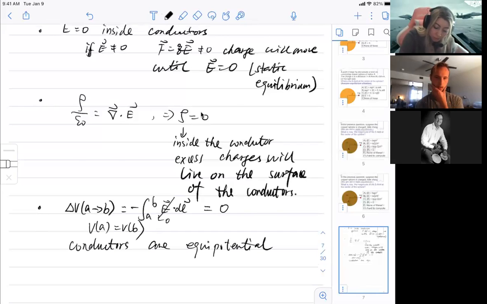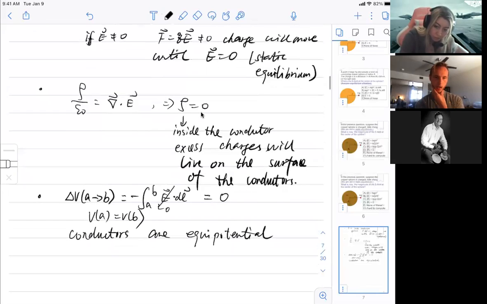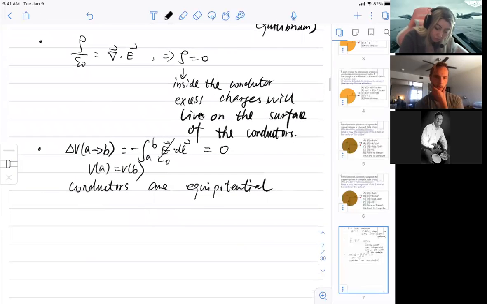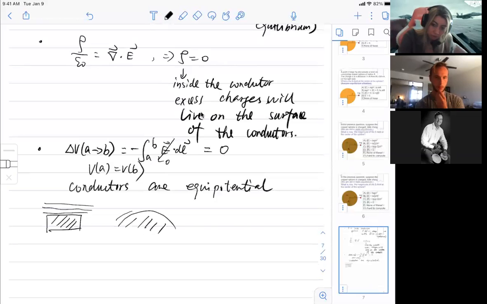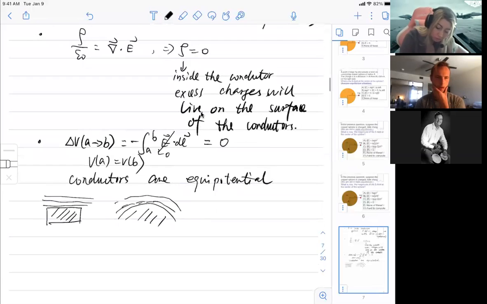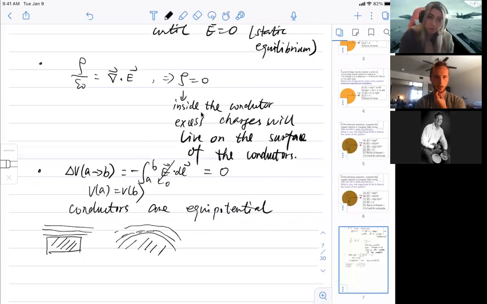So any point on the conductor has the same potential throughout. So if you have a conductor that's shaped like this, then the equipotential lines are parallel to the surface. If your conductor is sort of this round shape, then the equipotential lines are also the round shape around the surface. Okay. The conductor surface is an equipotential surface throughout. This is all derived from E equals 0 in the conductor.